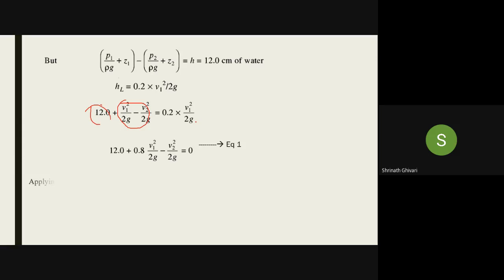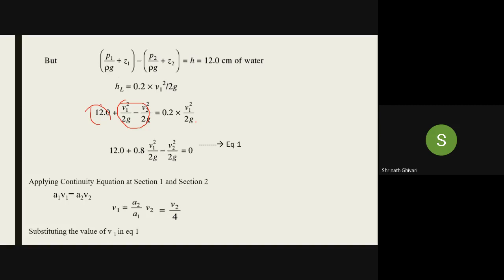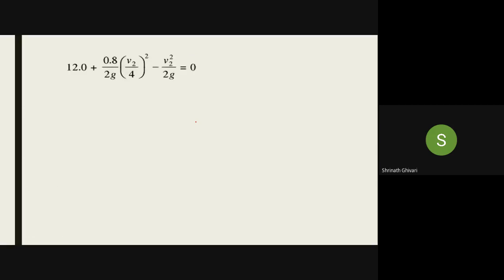So I'm now using the continuity equation at sections 1 and 2: A1 V1 equal to A2 V2. Which one do I have to use now? I can take any one, V1 or V2. V1 equal to A2 by A1 into V2. So I'll substitute the value of V1 as A2 by A1 into V2. So we have got V2 by 4, because whatever area I have got, I have divided and multiplied it by V2. Now substituting the value of V1 in equation 1, after substituting we have got the answer.